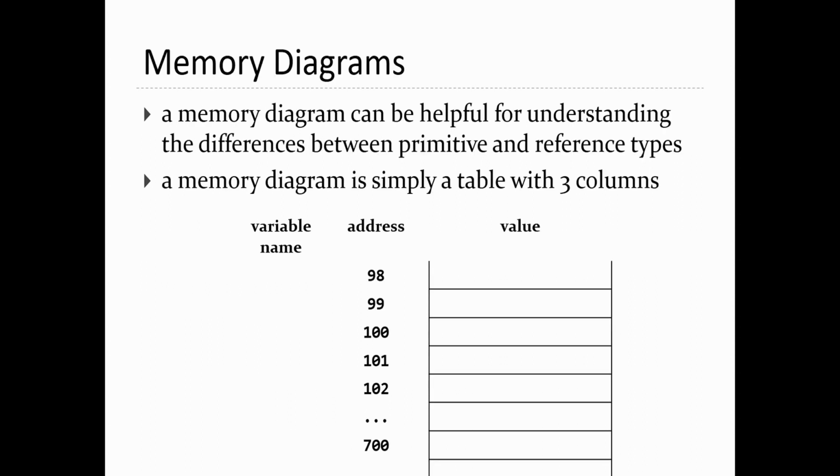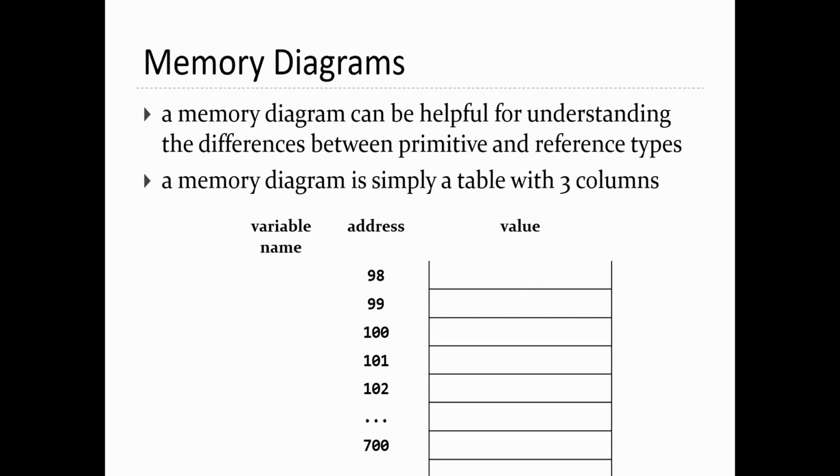OK, so to make this a little more clear, we can actually visualize objects, references, and primitive types. We're going to use this thing called a memory diagram. This memory diagram is not complicated. It's just a table with 3 columns. In column 1, you have a variable name. If you want to, you can have a 4th column, which has the variable type, but I'm just going to use 3. So we have a variable name. The next column, we have the memory address.